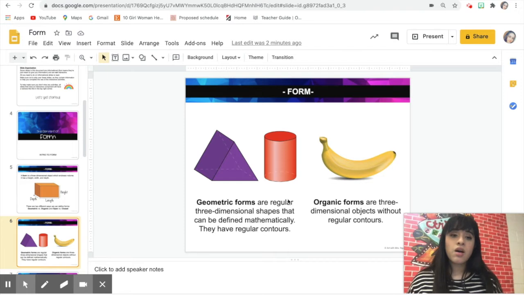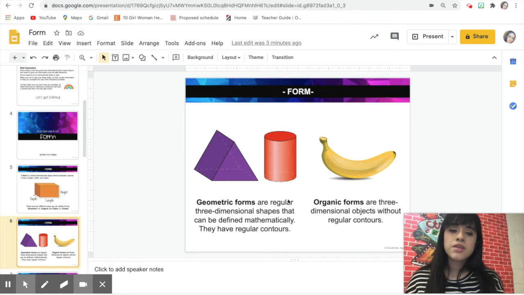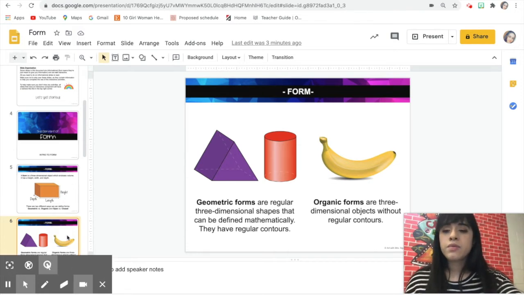Organic forms are three-dimensional objects without regular contours. So the shape of an actual banana, or the shape of any fruit, or a bug. Those aren't geometric. Those are organic forms. Keep the definition of organic shape in the back of your head, and think about how it's similar, not the same, but similar to the definition of organic form and geometric form.